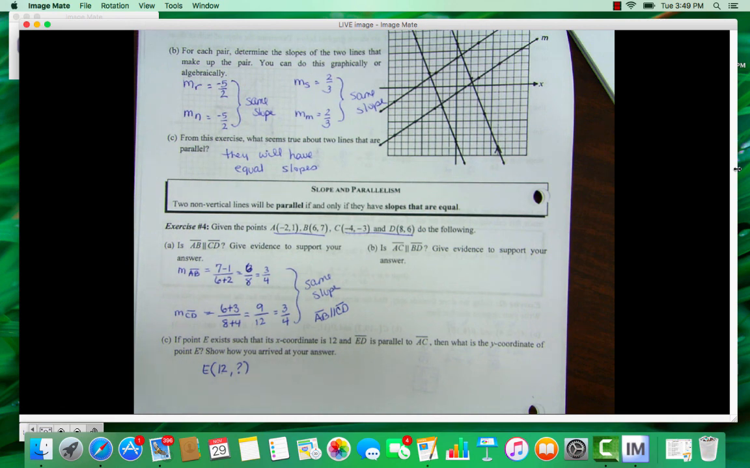If you think graph paper would help, that's fine. If you think that you can work it through with the equation, that's fine. But see if you can come up with a value for the y value of that coordinate.